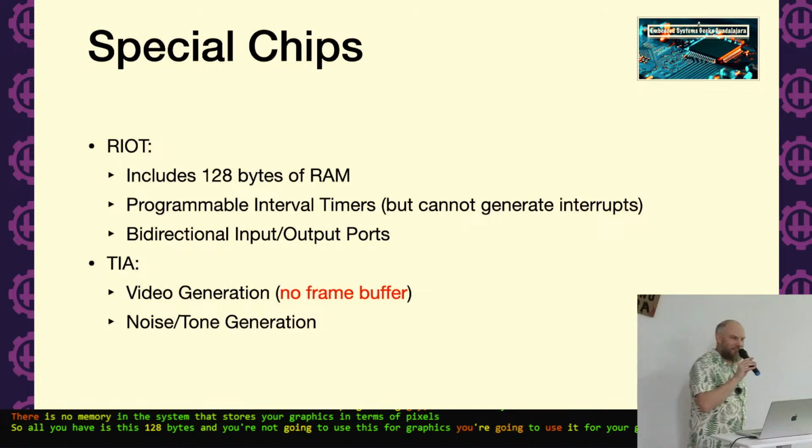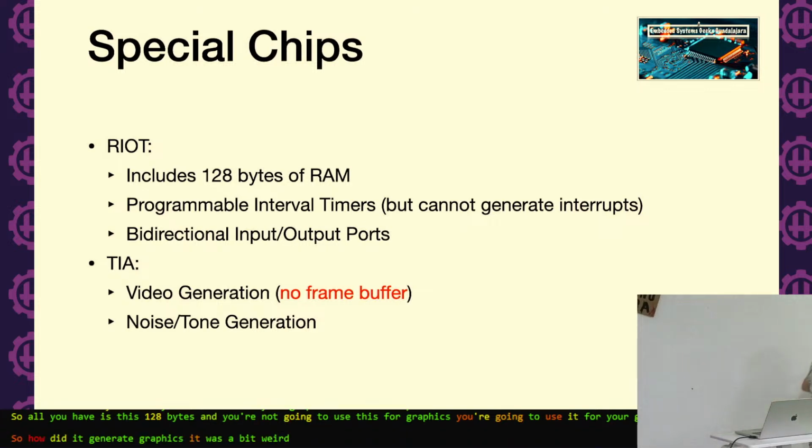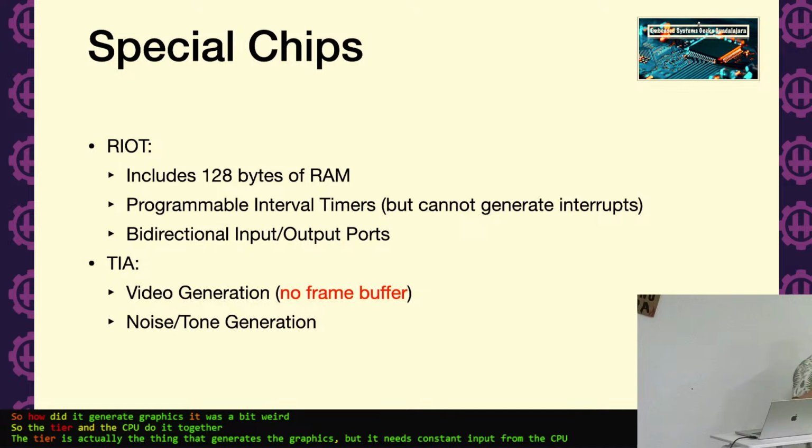It was a bit weird. So the TIA and the CPU do it together. The TIA is actually the thing that generates the graphics, but it needs constant input from the CPU. So in order to write a game, you have to constantly tell the TIA at each scan line what you want to display, what's the background color, what's the play field, where the sprites are, and so on.